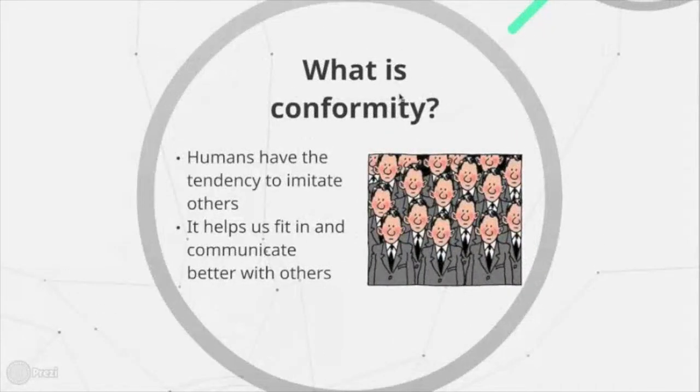Conformity is the tendency to act and think like the people around us. Being similar to the people around us helps us fit in and communicate more efficiently. These tools help us join a group, which is evolutionarily beneficial. Consequently, we have an inherent tendency to imitate others.